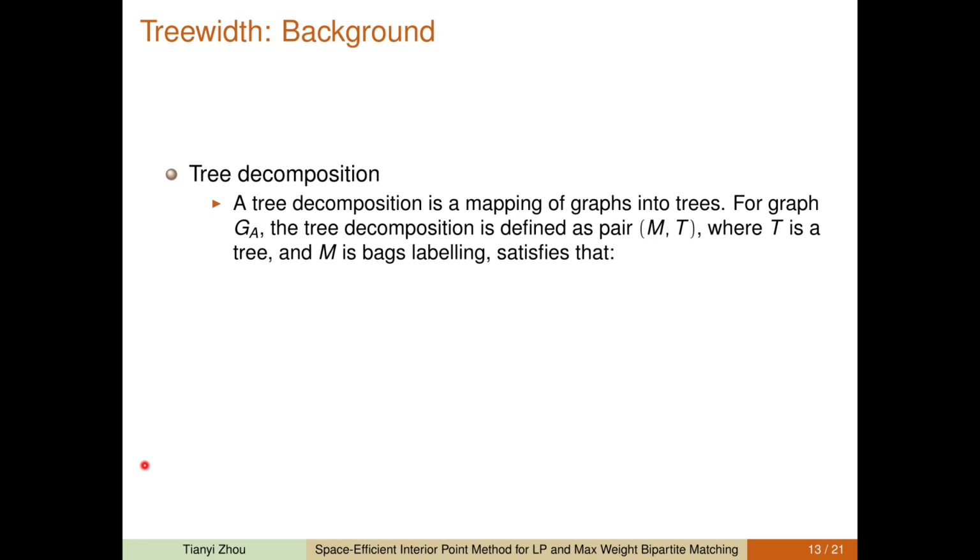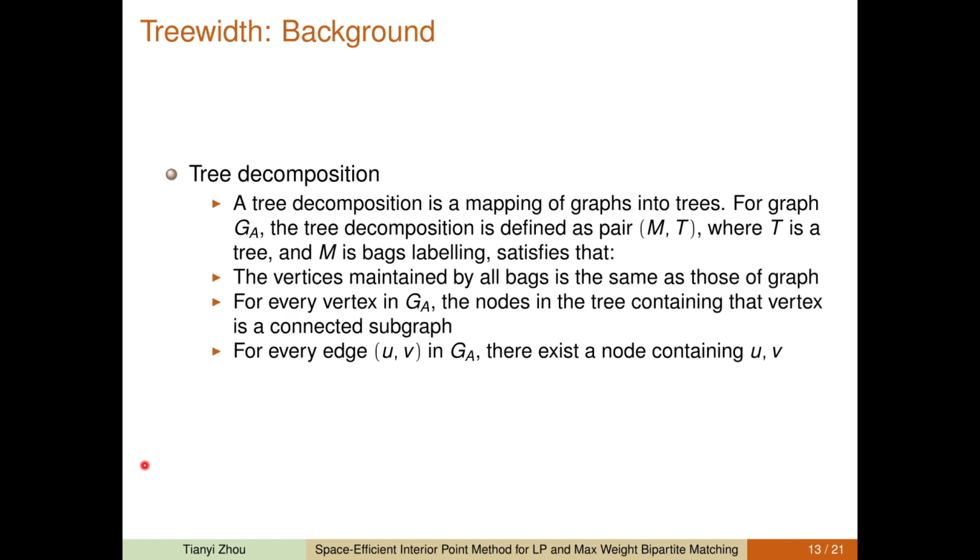For a graph G, the tree decomposition is defined as a pair (M, T), where T is a tree and M is the bags labeling. It satisfies the following three rules. First, the vertices contained in all bags are the same as those of the graph. Second, for every vertex in the graph, the nodes in the tree containing that vertex form a connected subgraph. And the third is that for every edge UV in the graph, there exists a bag in the tree containing both U and V.